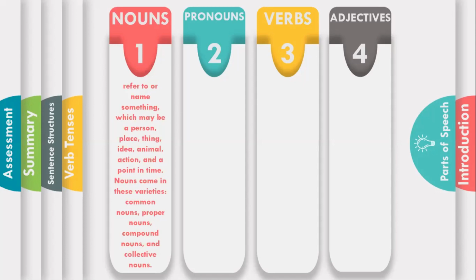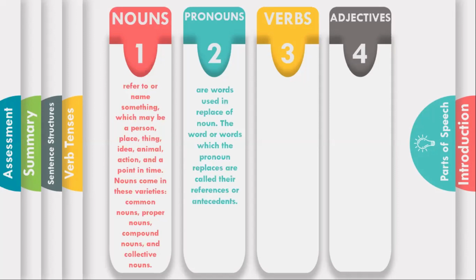Compound nouns are combinations of words that function as nouns in a sentence. Examples are catfish, fire drill, sister-in-law, and so on. Collective nouns denote group of persons, animals, or things that are considered a single unit, like faculty, class, orchestra, committee, and many more. Next, pronouns.